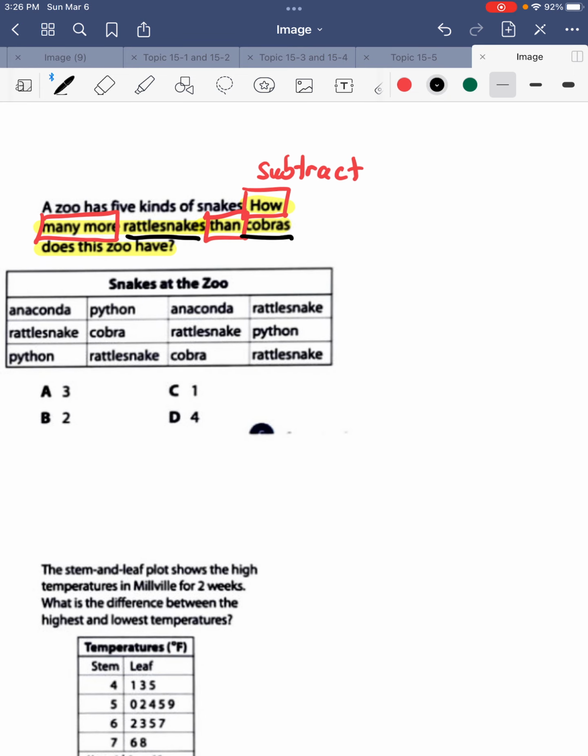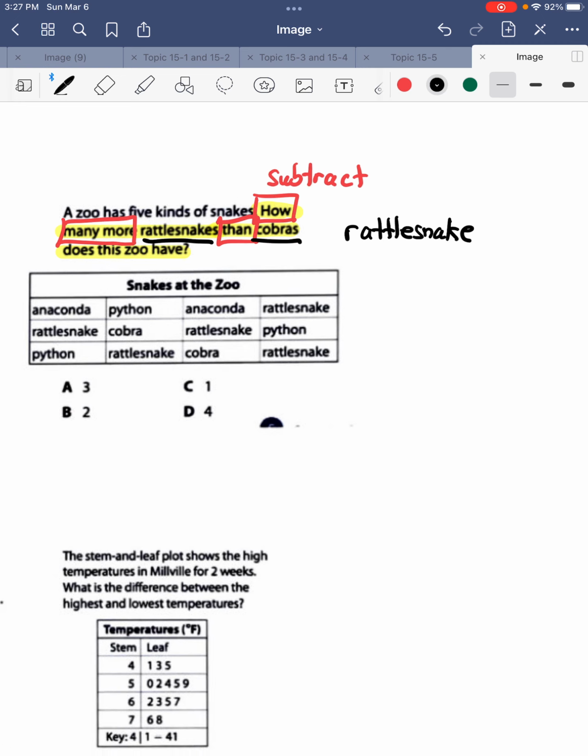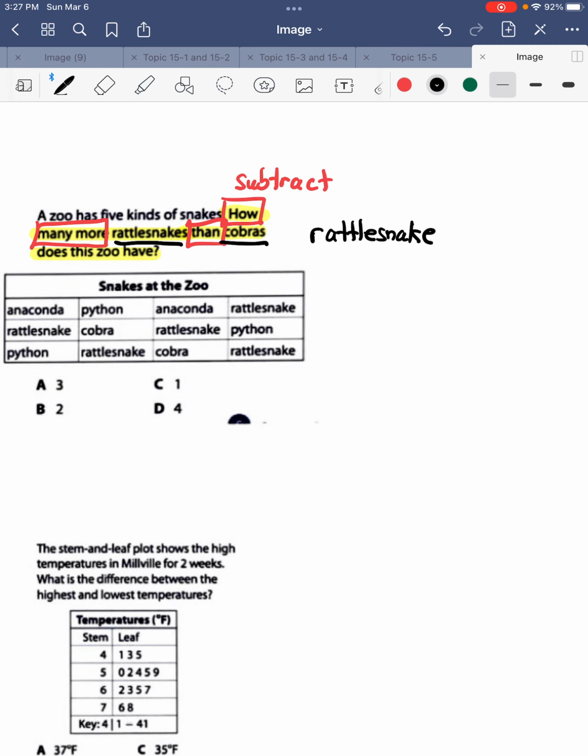So I'm going to see how many times they appear. I'm only looking for rattlesnakes and cobras. So let's do rattlesnakes. I'm going to put tallies for how many times I see it. So 1, 2, 3, 4, and 5. Okay, that's rattlesnake.